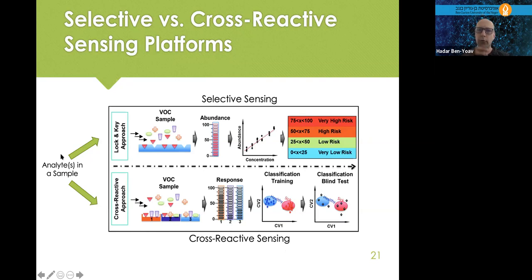So we see here 2 different approaches. The one which is very selective and specific, the lock and key approach, or the cross-reactive approach, when you have an array of sensors that each one responds differently and in an overlapping way to the other sensors. Let me focus on the second example. Does anyone have any questions on these 2 different sensing approaches?